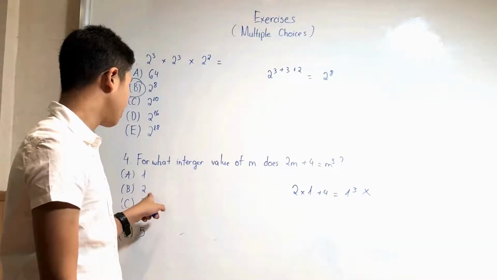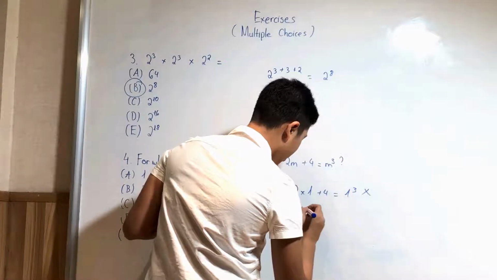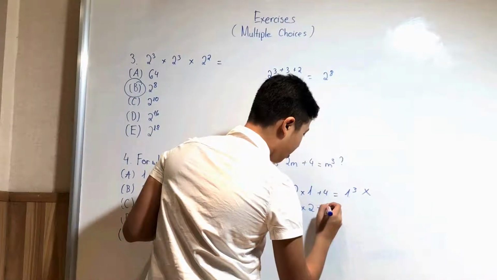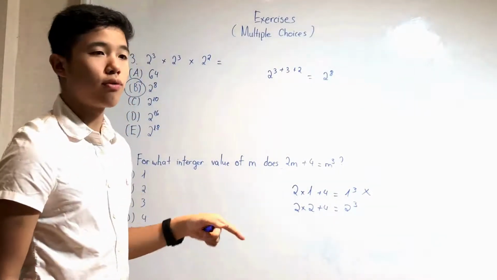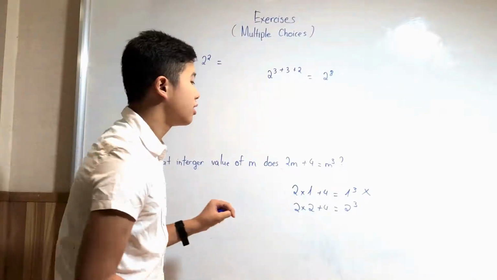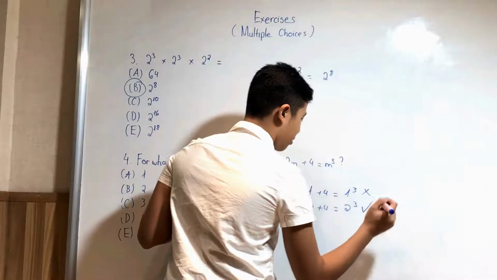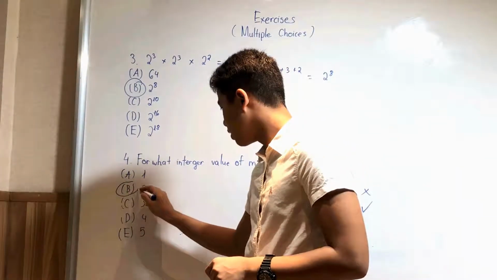Next one, we put the 2 in. 2 times 2 plus 4 equals 2 to the power 3. 2 times 2 is 4. 4 plus 4 is 8. 2 to the power 3 is 8. So the answer here is correct. So we're gonna choose B as our right answer.